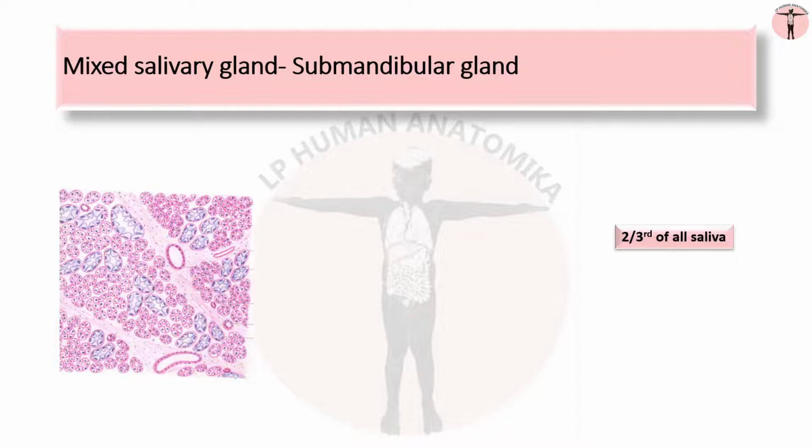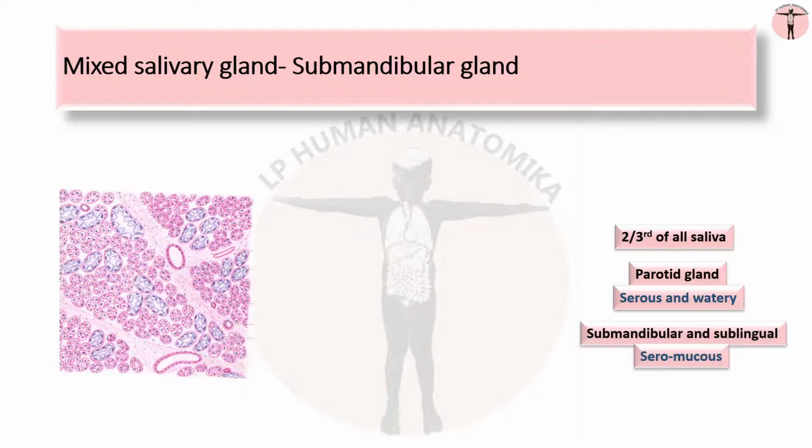The secretion of each gland is either serous, seromucous, or mucous, depending on its content of the glycoprotein mucin. Saliva from the parotid is serous and watery. The submandibular and sublingual glands produce a seromucous secretion, while that of the minor glands is mostly mucous secretion.